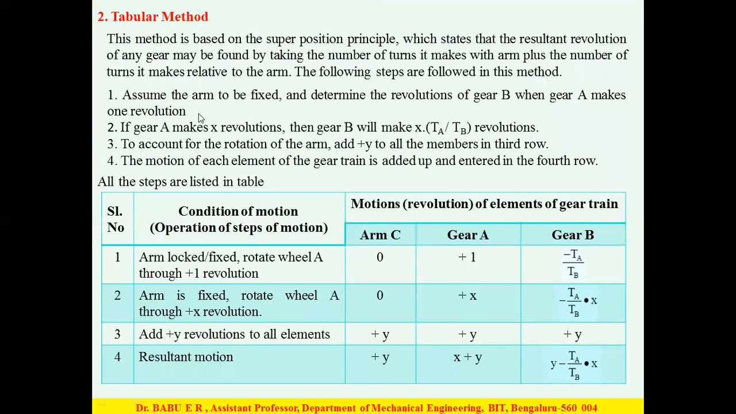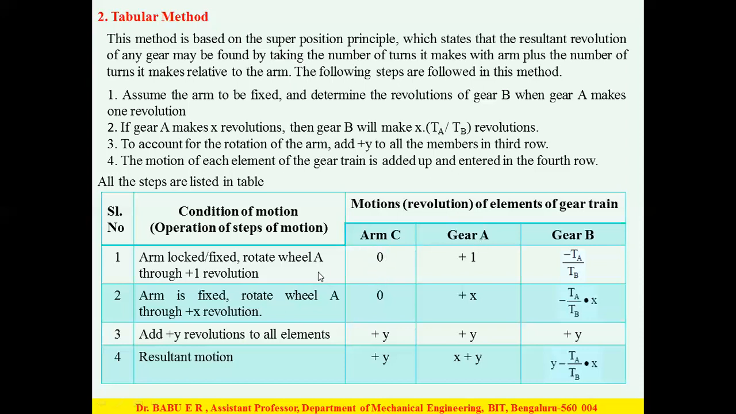So go to the first step. Assume Rm is fixed. Determine the revolutions of gear B when gear A makes one revolution. So Rm is locked or fixed, comma, rotate wheel A through plus one revolution. That is the initial condition you have to define. When Rm is fixed, how many revolutions will it make? It will make zero revolutions. So you have to enter 0.